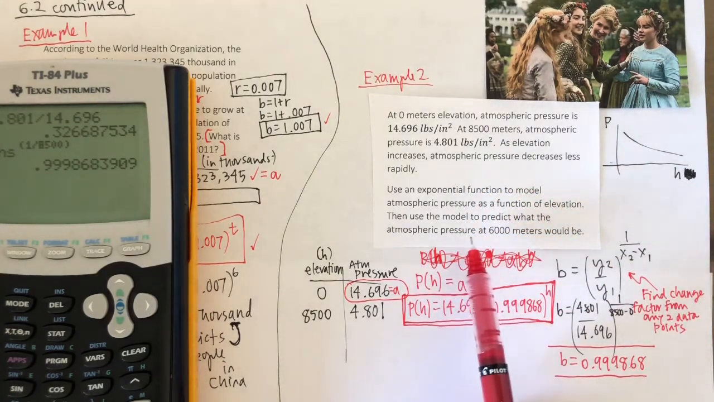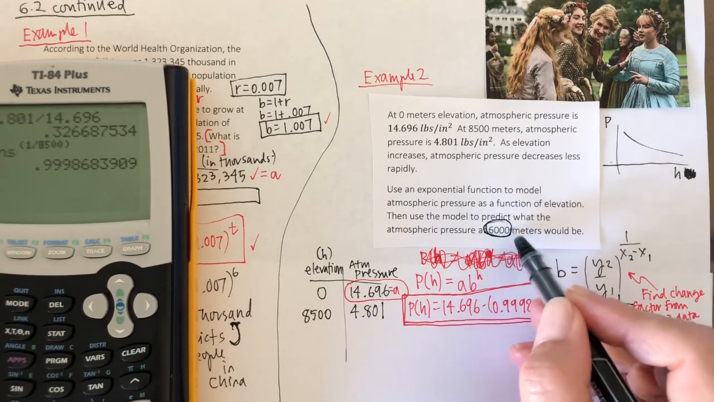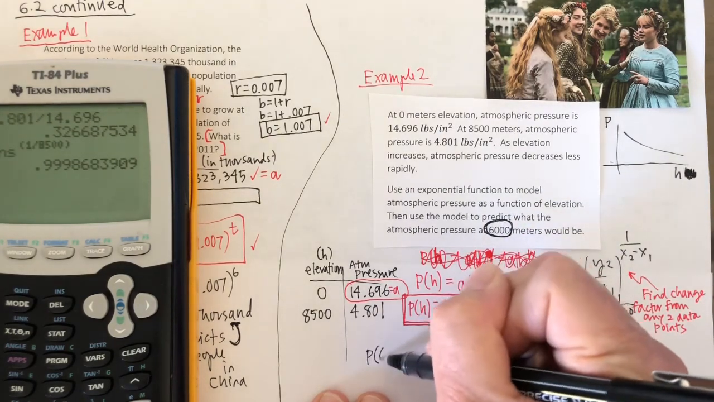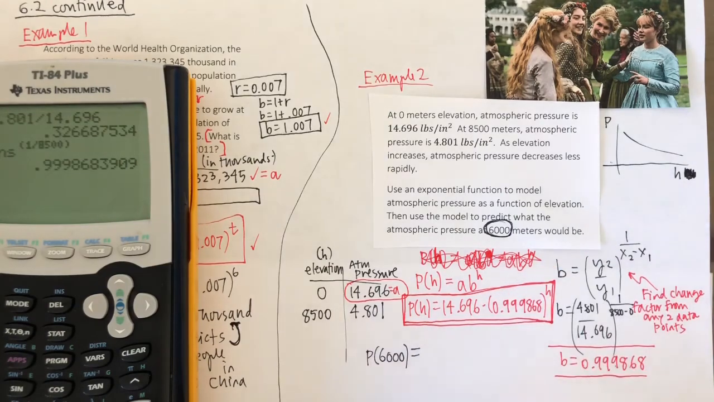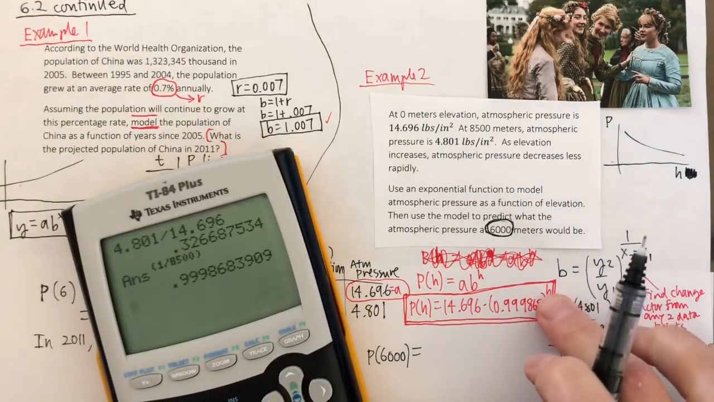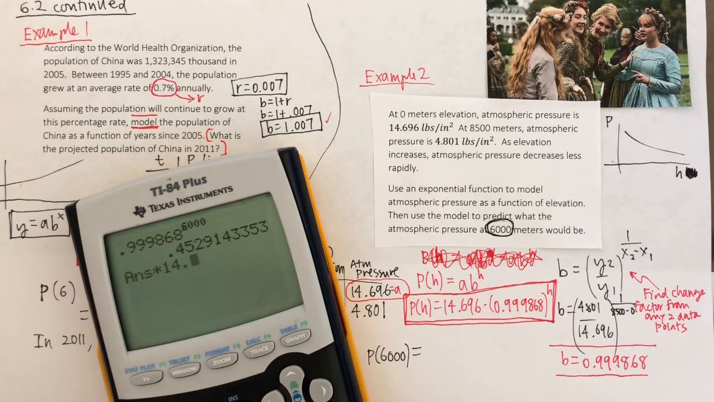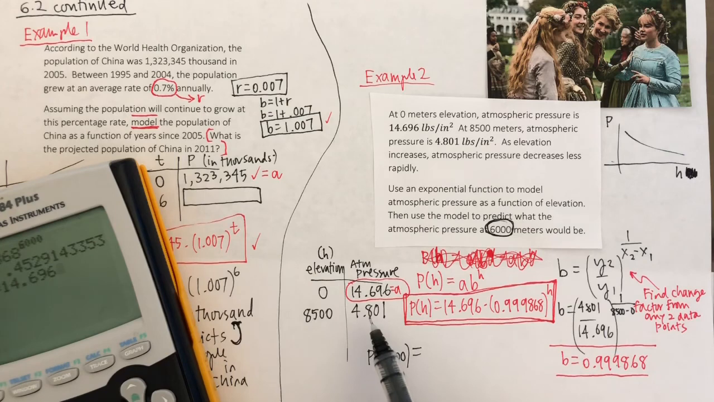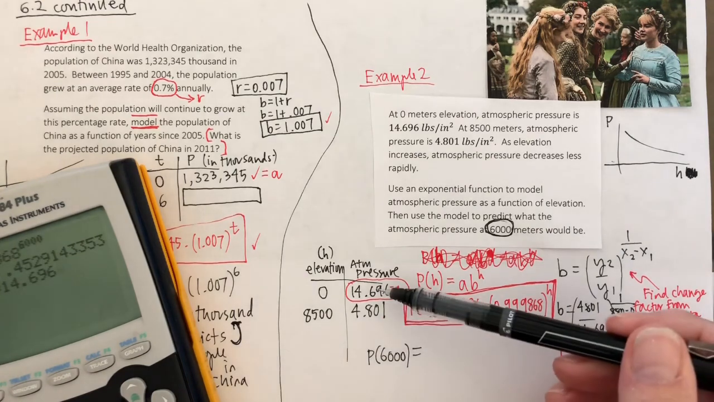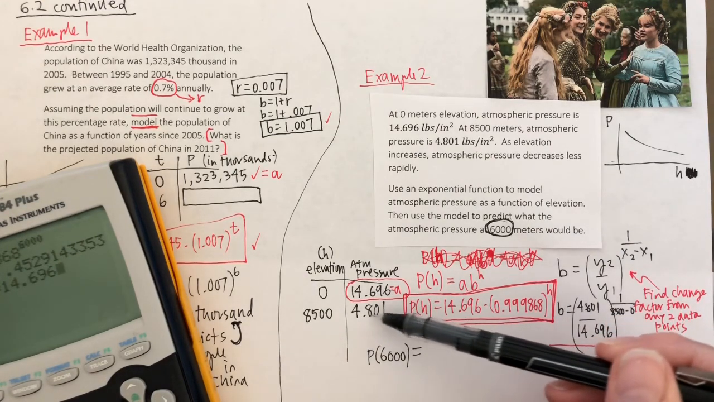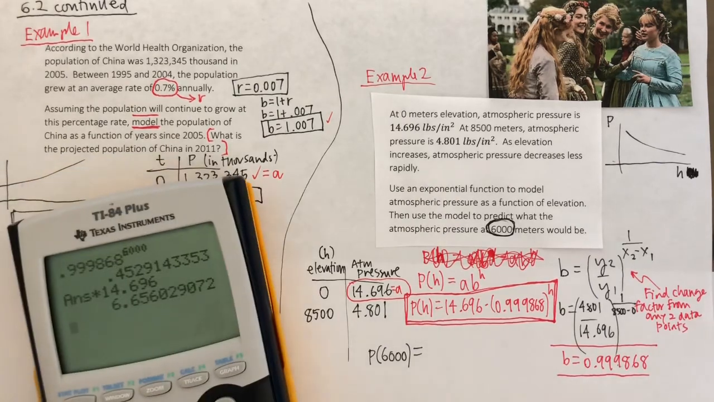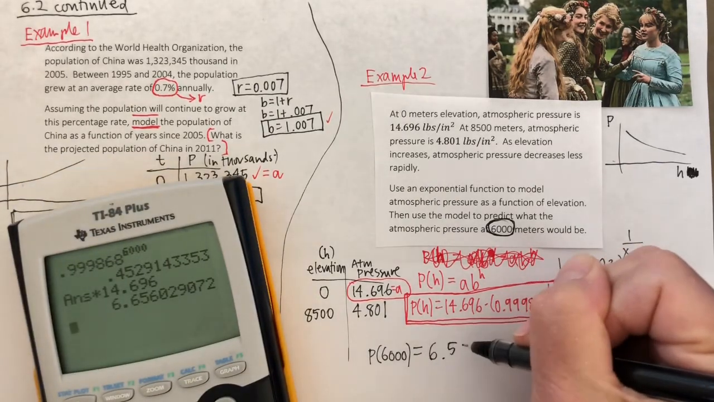Last question is predict what the atmospheric pressure at 6,000 meters would be. This is our elevation. This is our h. So we're going to predict P of 6,000. I'm just going to put a 6,000 in for this right here. 0.999868 raised to the 6,000 times 14.696. This will be a number between these two numbers because the atmospheric pressure at 0 is this and at 8,500 is this. So it's going down, but it needs to be greater than what happens at 8,500. And it is. It's 6.5.